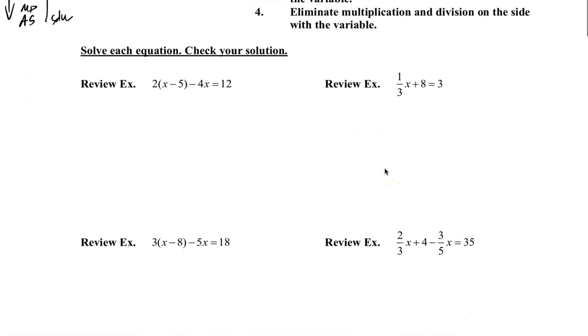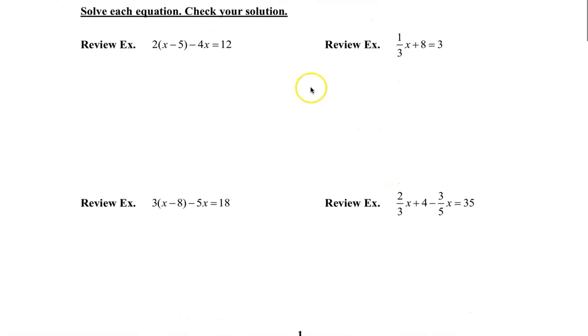So let's do a few. So this first one here. So notice there's the equal sign. So it's an equation that we want to solve. Put my little dotted line here. Remember the general rule is whatever you do to one side, you've got to do to the other side. Now the first thing I want to do in this one though is simplify. So I can distribute this 2 to both. So distribute that 2, we're going to get 2x minus 10 minus 4x equals 12.